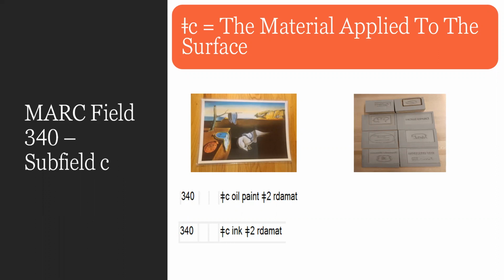But you can see on the top 2 stamps up here that they have a wood background. But the stamping material itself is rubber. So in this case, our 340 would look like 340 subfield C rubber, subfield 2 RDA matte, as we are able to take wherever is a term on the list. So we can list that in subfield 2.